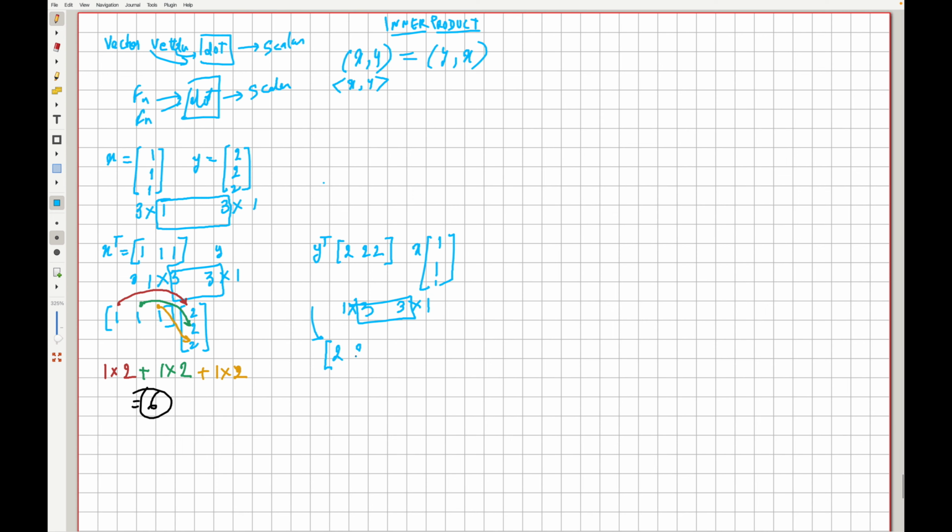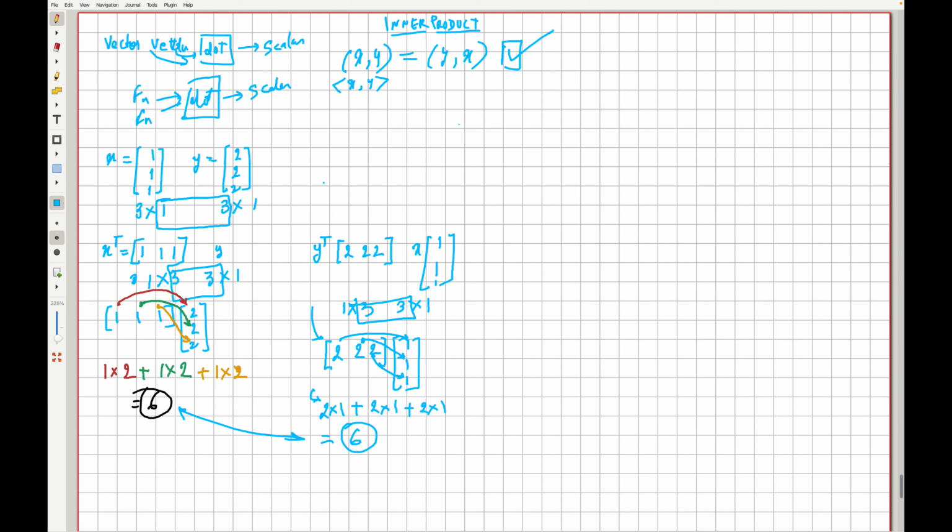We have 2 2 2, and this is 1 1 1. Again, if we look at the multiplication, we take this 2, multiply it with this one, take this 2, multiply with this one, take this 2, multiply it with this one, and so what we have is 2 times 1 plus 2 times 1 plus 2 times 1, and so that again gets us a value of 6. So these two values are same, and so we say that this rule is satisfied here.